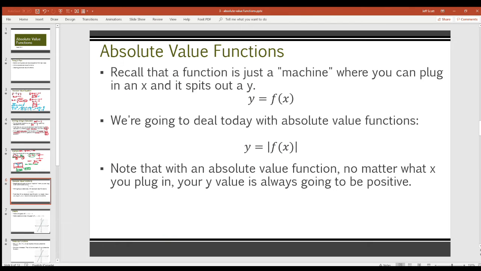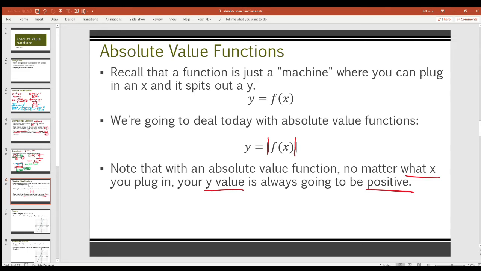So for actual new information today, we're going to learn about absolute value functions. Let me remind you that a function is just a machine where you can plug in an x and it spits out a y. What we're dealing with in absolute value functions is where y equals the absolute value of an entire other function. So with an absolute value function, I want you to note that no matter what x you plug in, your y value that gets spit out is always going to be positive.